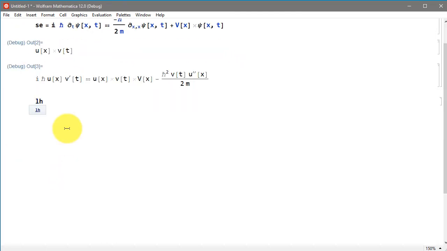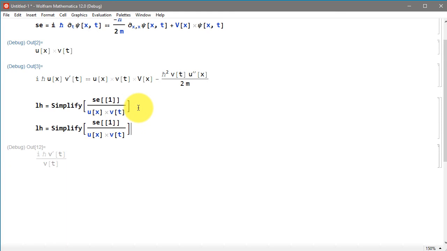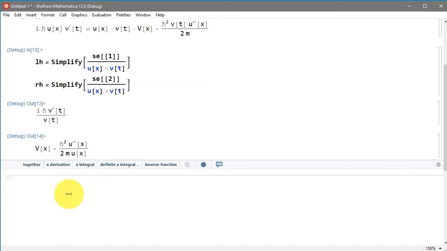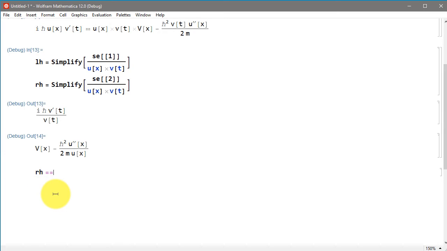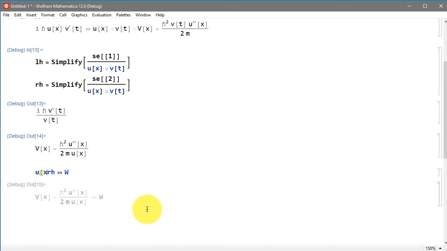Now the left-hand side of the equation is. We divide both members by the product u(x) v(t). Both sides must be equal to a constant, let us denote it W. Let's consider the right side. Multiplying by u(x), we get.